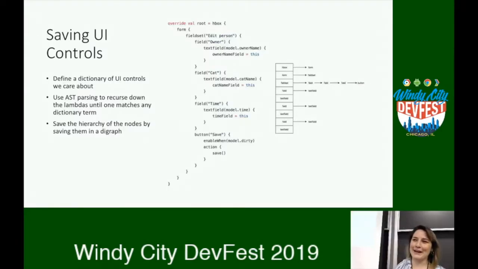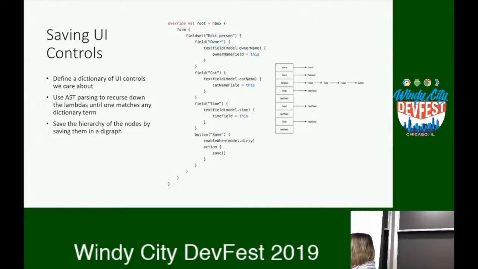So let's get to the part that I actually care about, saving UI controls. For TornadoFX, if you have a JavaFX framework and you have certain controls, it might be text fields, it might be buttons, it might be forms. So I create this dictionary of certain elements that I care about, and I can use my AST parsing to recognize that this particular area, this is a snippet of TornadoFX code. I actually turned to it because there's so little code, and I used to hate coding, so.